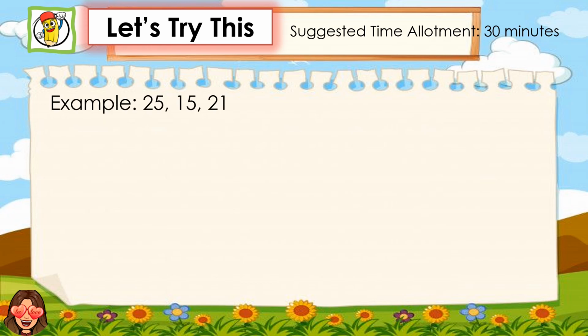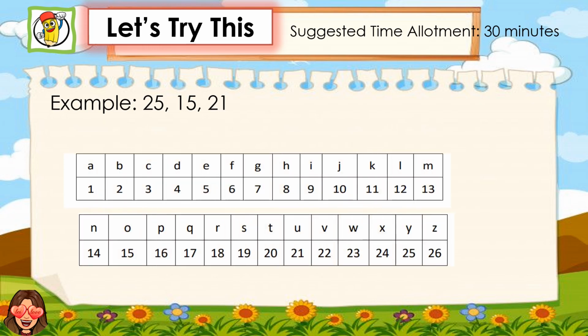Let's look at the example. The numbers given are 25, 15, and 21. For number 25, the corresponding letter is letter Y. And for 15, it's letter O. Then for 21, it's letter U. You can form the word YOU.